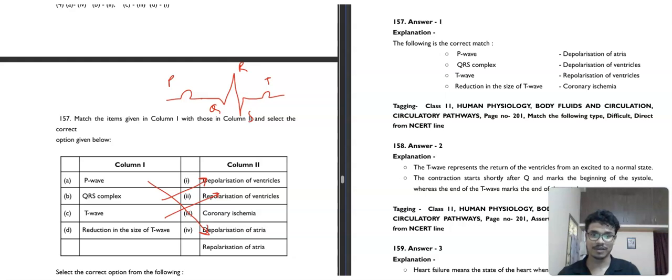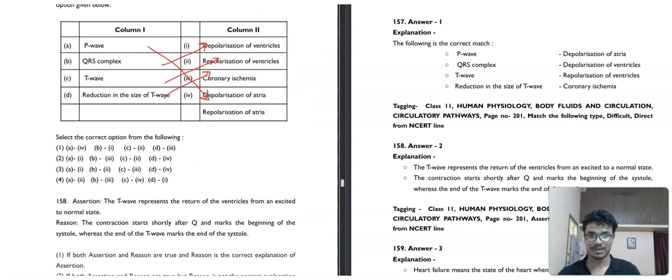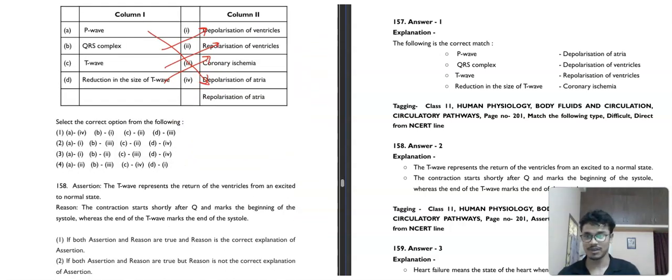Reduction in the size of T wave. If the T wave reduces in size like this, from this to this, what does it mean? It means coronary ischemia. Okay, the heart is not getting enough oxygen. That is why the T wave is reduced. So our correct answer for this will be option number 1.